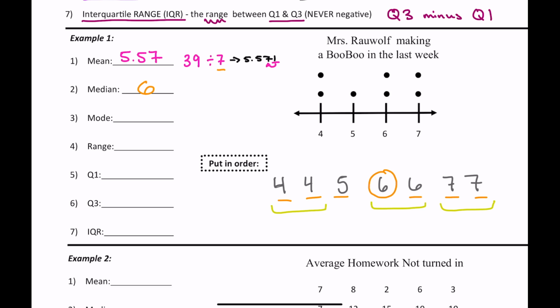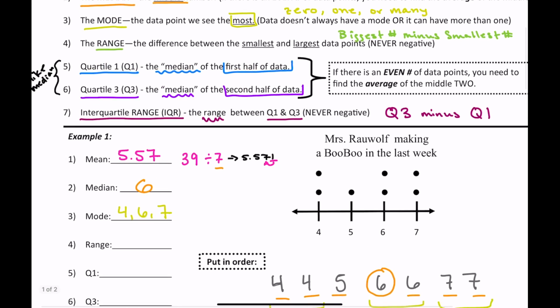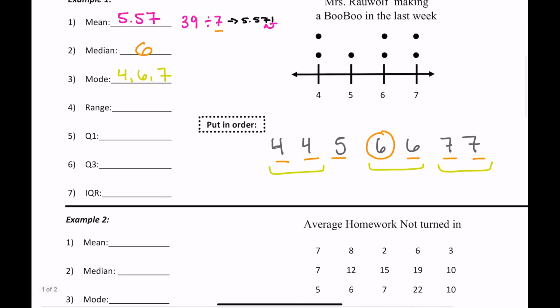So we got several modes. We got 4, we got 6, and we got 7. So there are 3 modes, because again, you can have 0 modes, 1 mode, or many modes, and this time we have many.